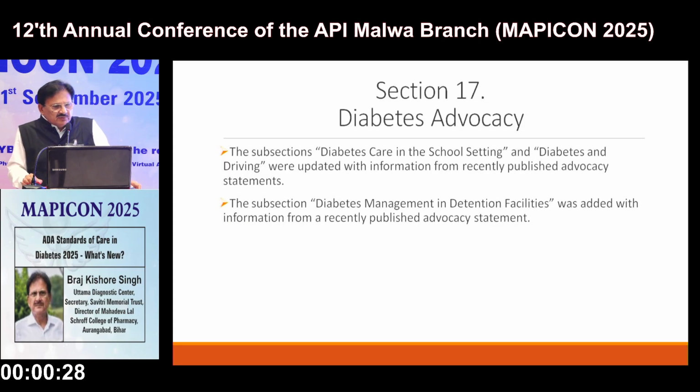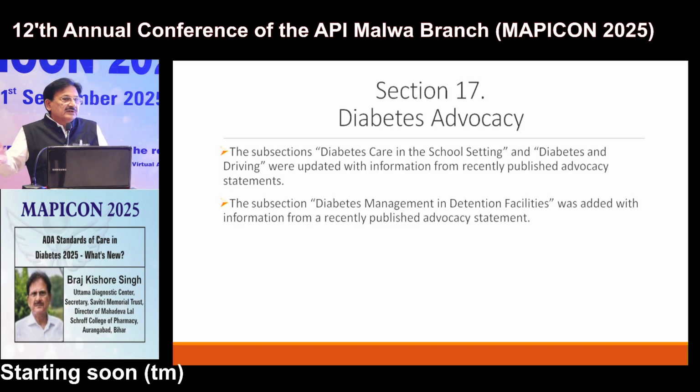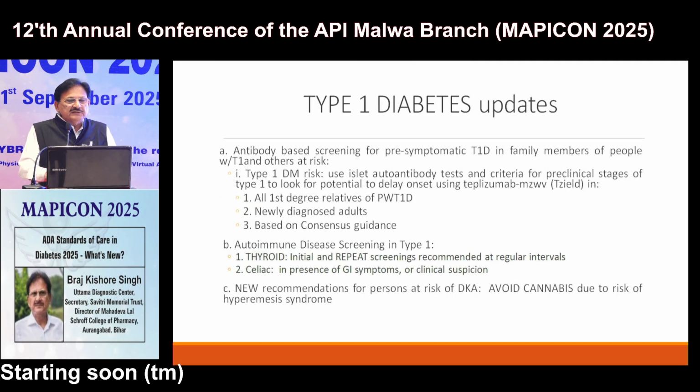Diabetes advocacy includes the subsections on diabetes care in the school setting, and diabetes and driving. This is very important when you are a diabetic patient traveling from one place to another, so there must be some criteria. They were updated with information from the published advocacy statement and the subsection on diabetes management in detention facilities. For patients who are in prison or in a detention center, there must be management criteria for treating patients with diabetes in that particular group. This is all about this section.